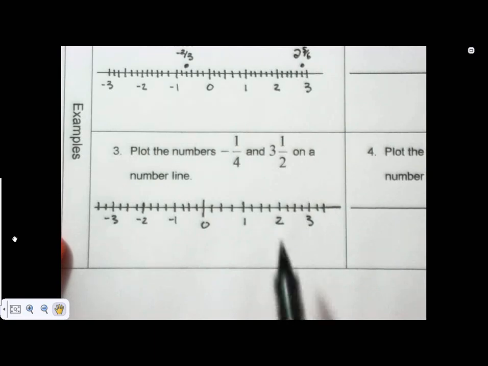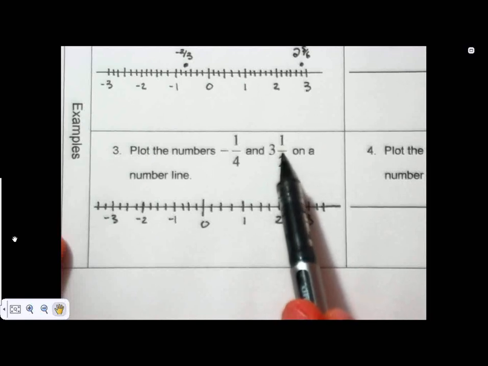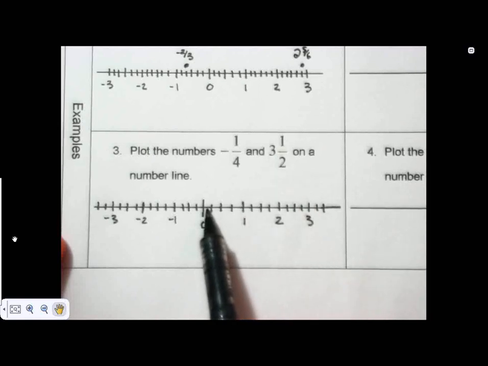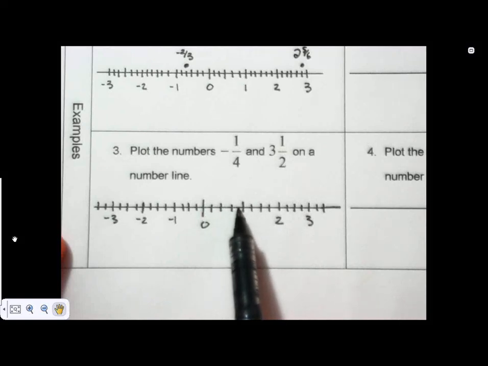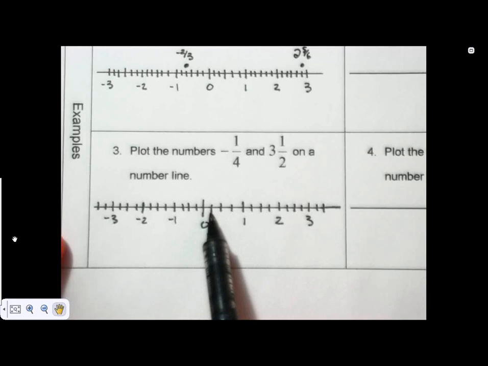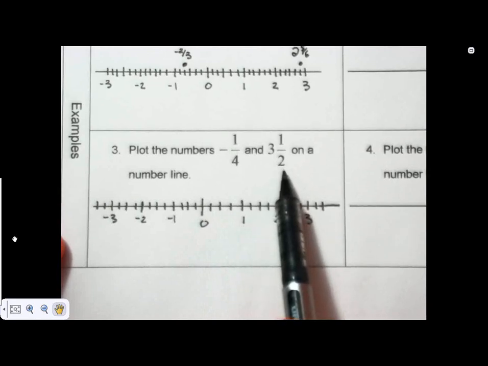Okay, well, again, we've got a little problem here with 3.5 because if you counted the parts between 0 and 1, you should have gotten 4. So that means each one of these slash marks is really worth 1/4. 1/4, 2/4, 3/4, 4/4, or 1. So 3.5 is going to be difficult for us to plot.